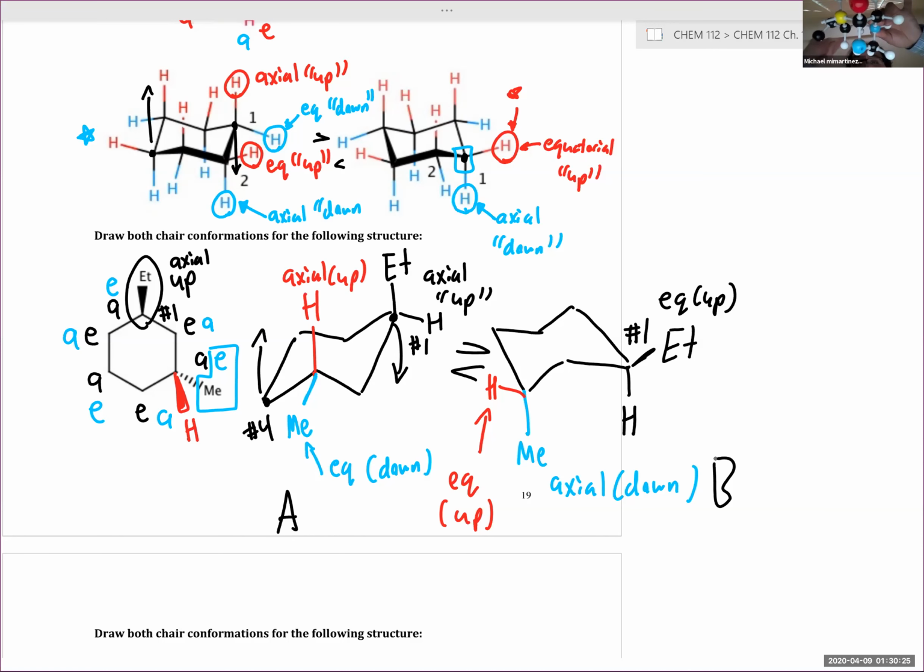This methyl group right here. So look at, yep, exactly right, it's axial. And is it pointing up or down relative to the hydrogen? Down, exactly right. Perfect. Does that make a lot more sense now? Did I address the question? Okay, perfect. So we still have plenty of time to continue on with this class session.